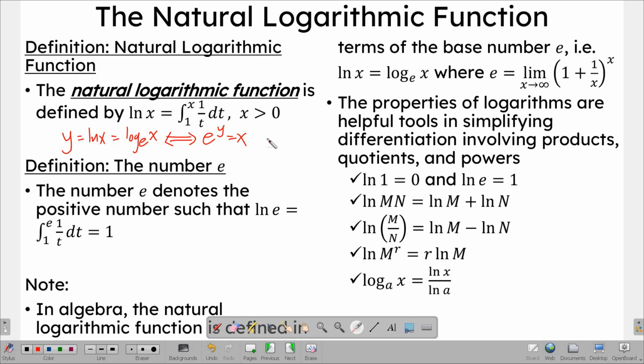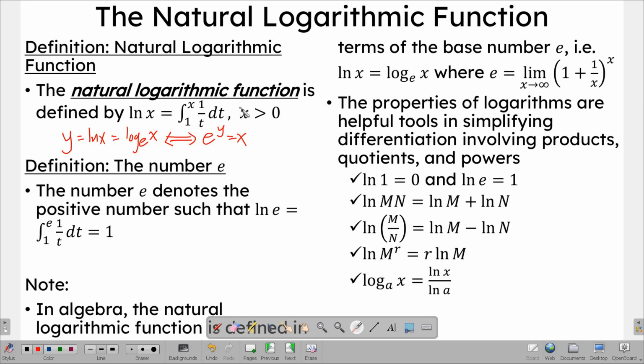But the natural logarithmic function has its own definition in calculus as well, which is ln of x is equal to the definite integral from 1 to x of 1 over t dt, where x is greater than 0. Although we're not yet in integrals, we were just showing that the definition of the natural logarithmic function is such in calculus. And you're going to talk about integrals later on in future lessons in calculus.